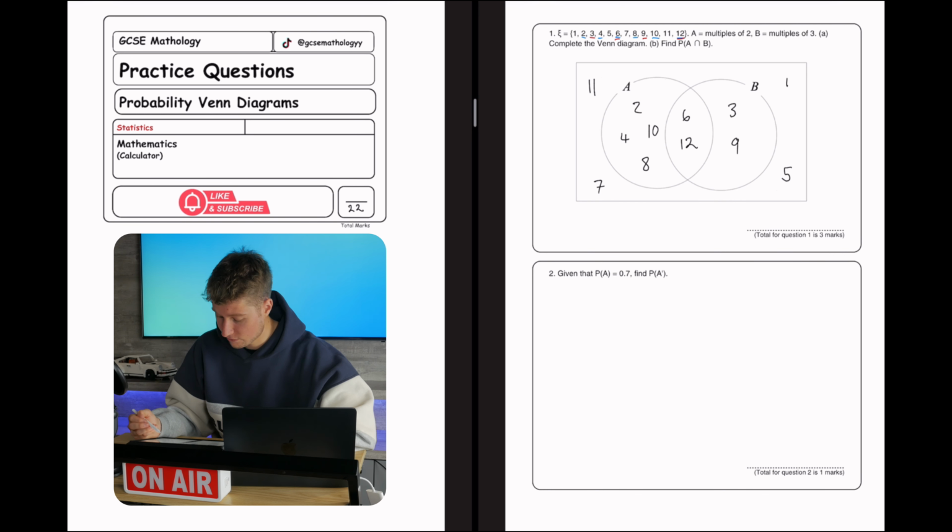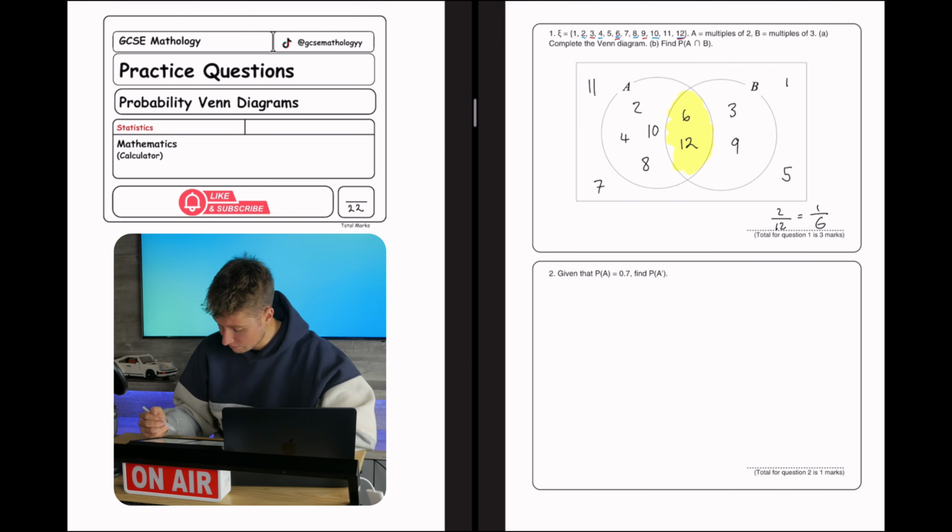And then part B says find the probability of A and B. So A and B is this middle region here. So it's the multiples of 2 and the multiples of 3. So we've got two numbers here out of a total of 1, 2, 3, 4, 5, 6, 7, 8, 9, 10, 11, 12. So the probability is 1 over 6.